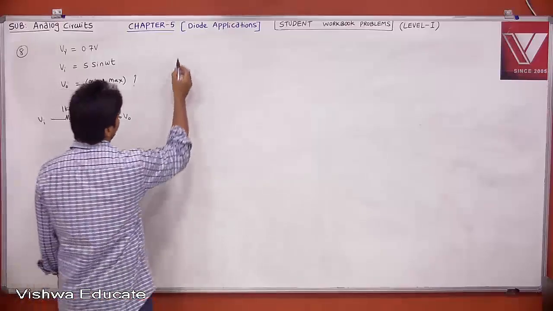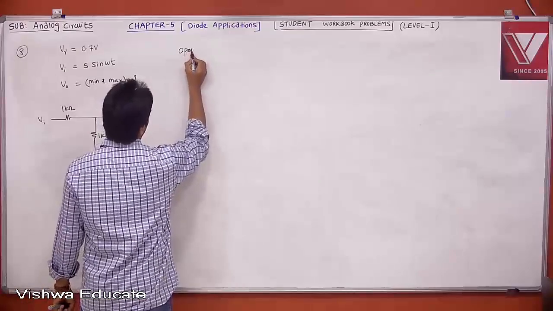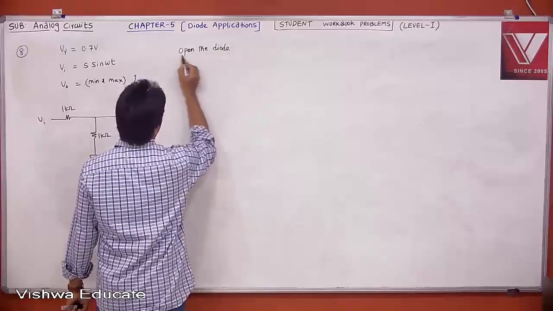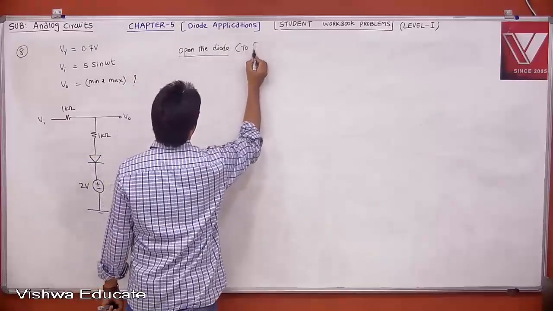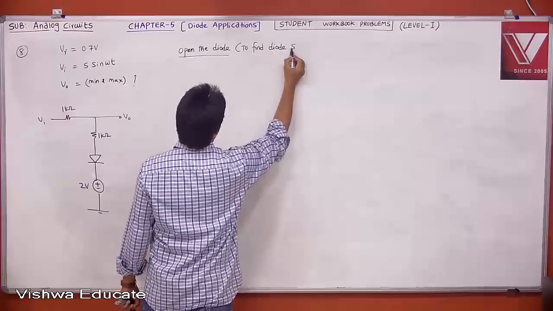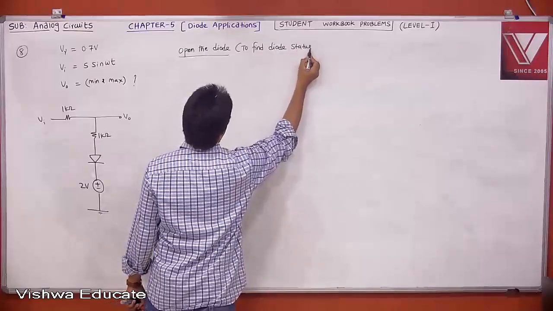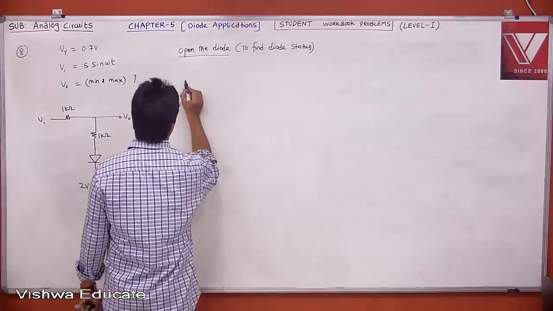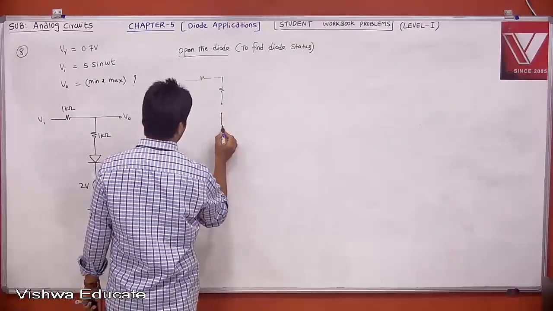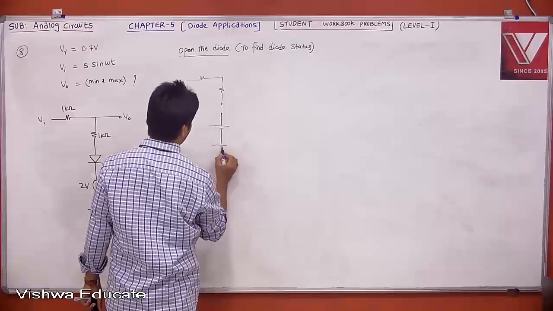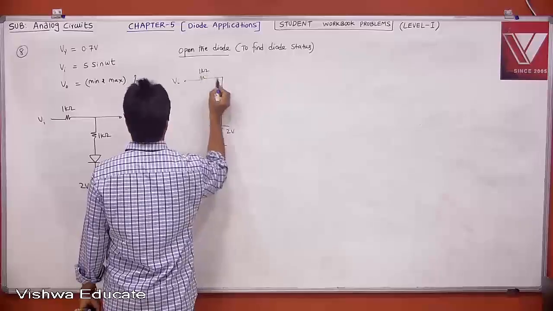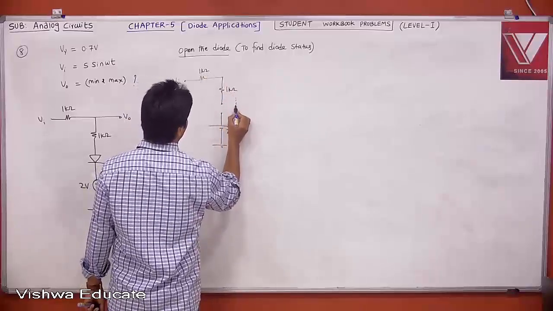Okay? Maybe for your understanding, open the diode. We can visualize. Open the diode to find the diode status. Then what do you get? It is not to find the output; it is to find the status. Therefore, this is your 2 volt battery, and this is your VI. This is 1K, 1K. Now you bring back your diode.